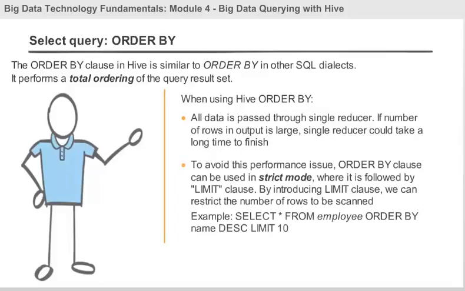The sort order will be dependent on the column types. If the column is of numeric type, then the sort order is also in numeric order. If the column is of string type, then the sort order will be in lexicographical order.